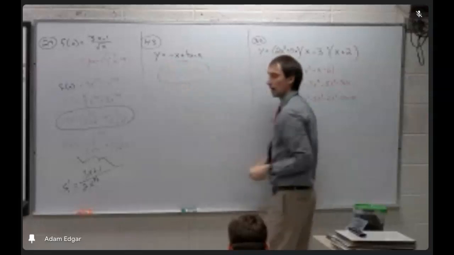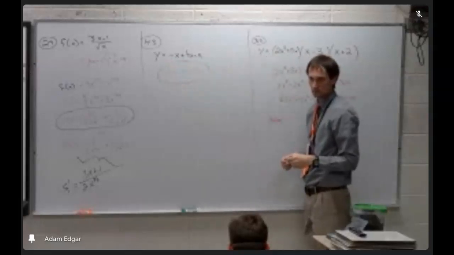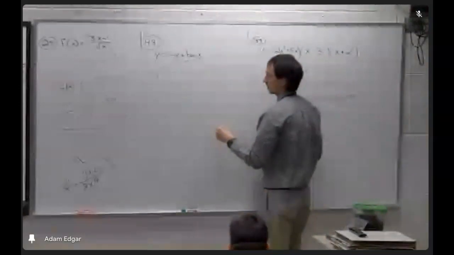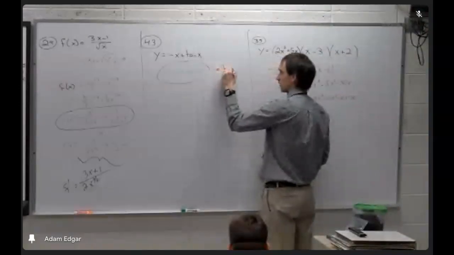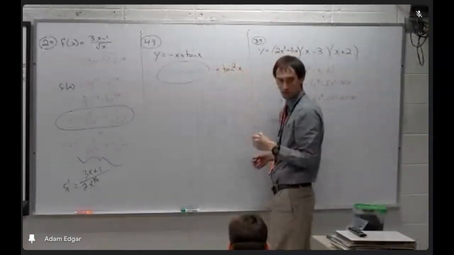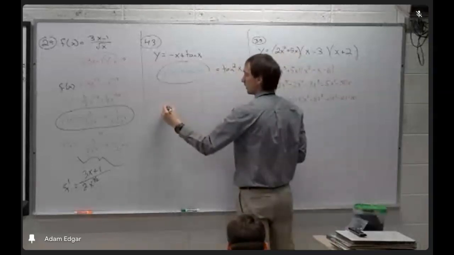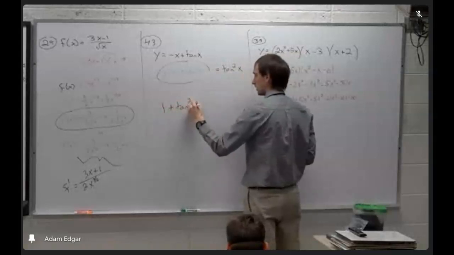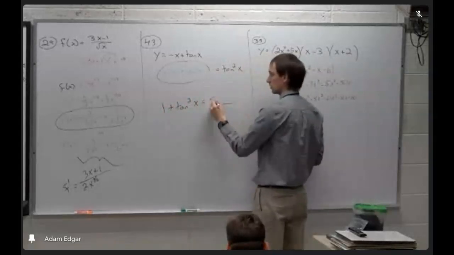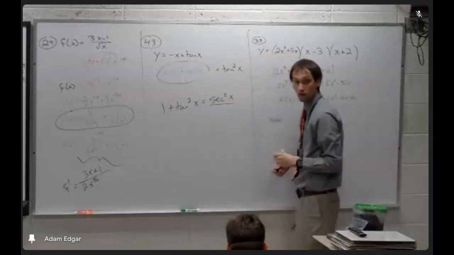Now, the answer key says something different, doesn't it? Yeah. The answer key says tangent squared. Now, how is it allowed to say that? Well, let's go back to our trig identities. Fill in the blank. What is 1 plus tangent squared? Equal to secant squared x. So that's one of our 3 Pythagorean identities.